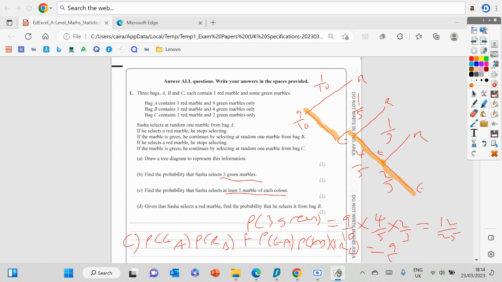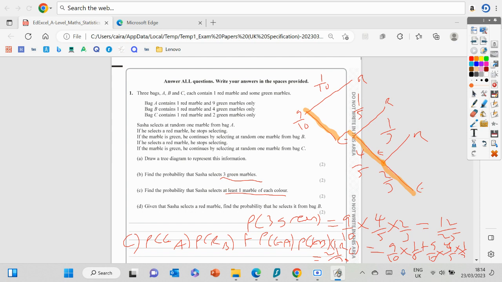So, 9 out of 10 multiplied by 1 out of 5, plus 9 out of 10 multiplied by 4/5 times 1/3. What's that going to give you? 21 out of 30. Yeah, gives you 21 out of 30.